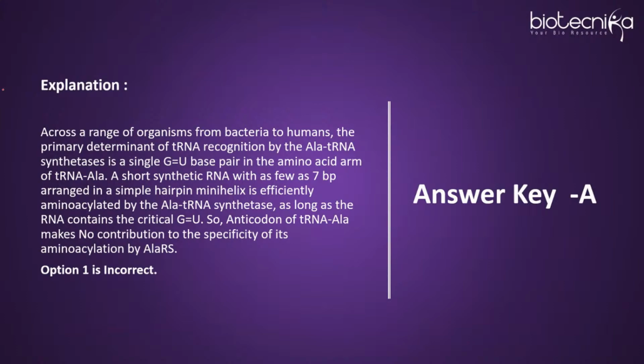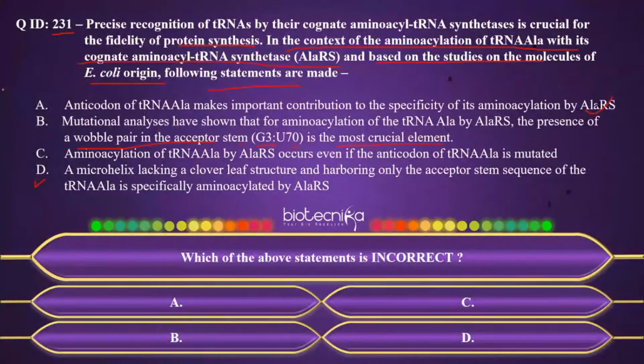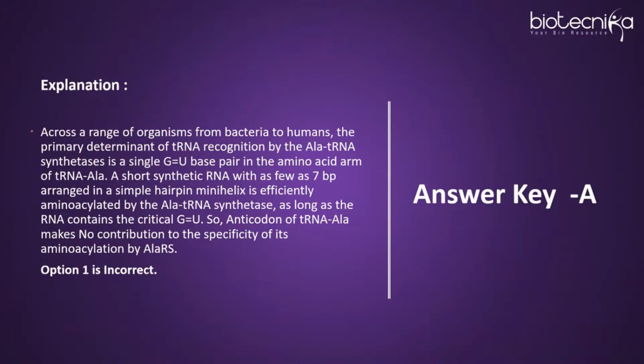So coming to the explanation, the incorrect option is option A. That is, the anticodon of the tRNA alanine makes an important contribution to the specificity of its amino acylation by alanine RS. The explanation here says that across a range of organisms from bacteria to humans, the primary determinant of tRNA recognition by the alanine tRNA synthetase is a single GU base pair, right? In the amino acid arm of the tRNA alanine.